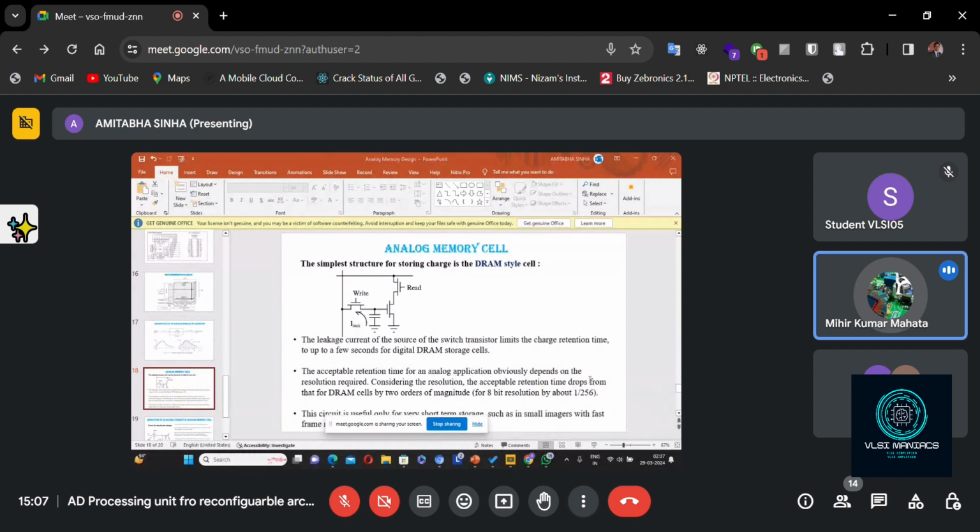Sir, in this figure, suppose the value is 4.5. What is the unit? The voltage. Okay, fine. So voltage, I'm enabling the write. Then the NMOS source is positive, and that near about 5 volt will come across the capacitor. And the capacitor will store charge.